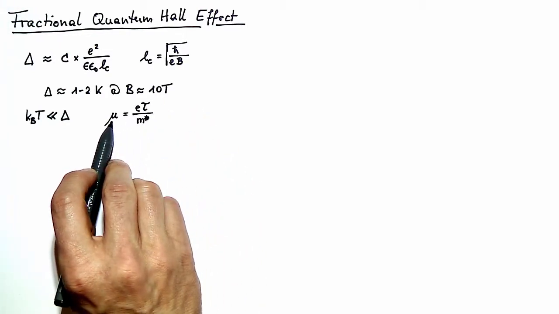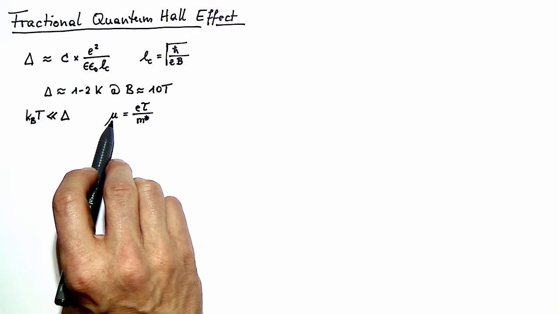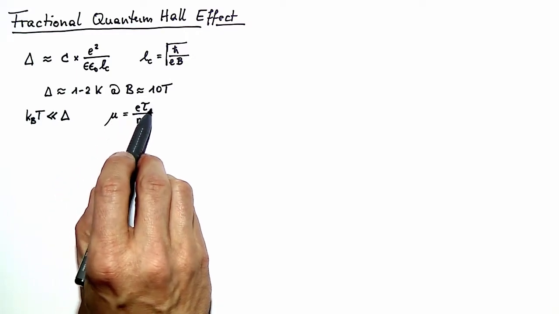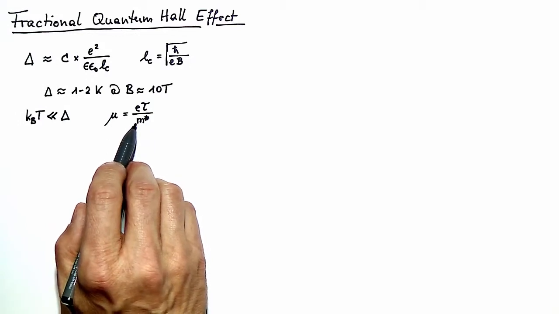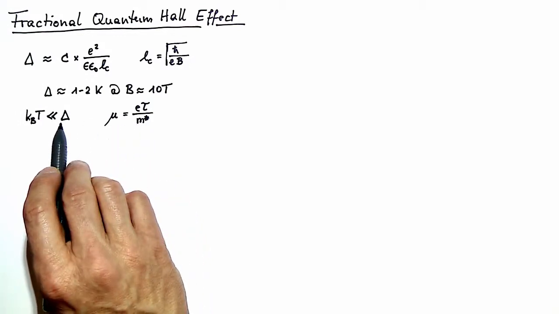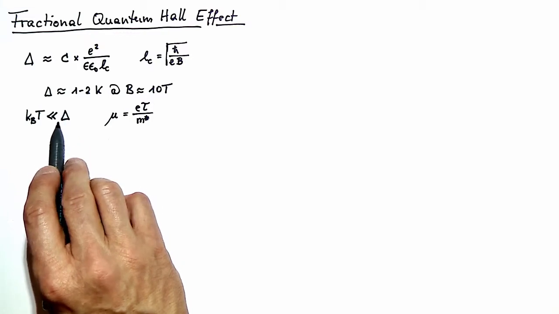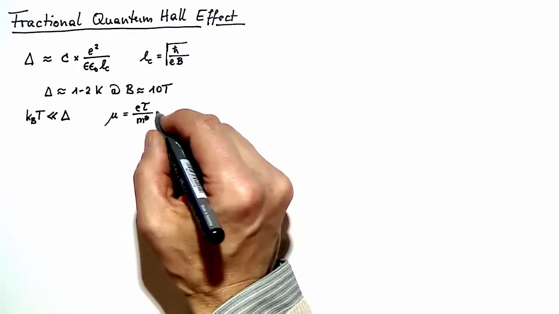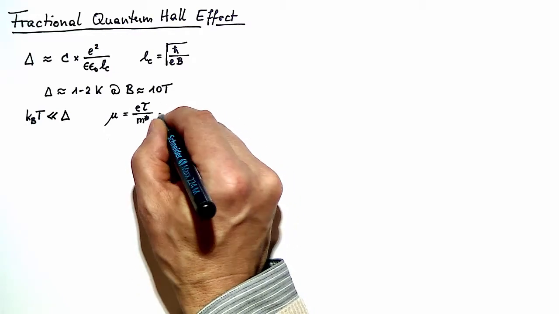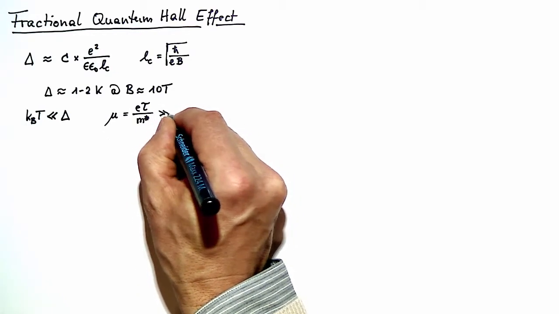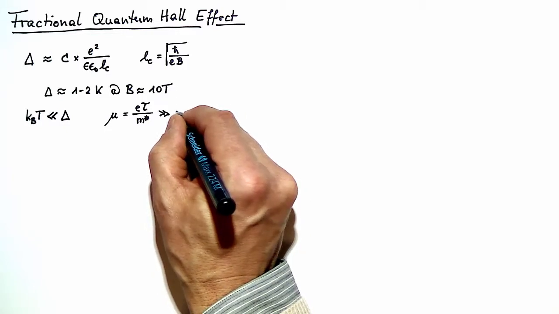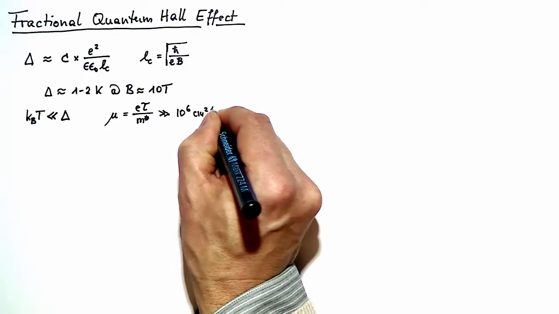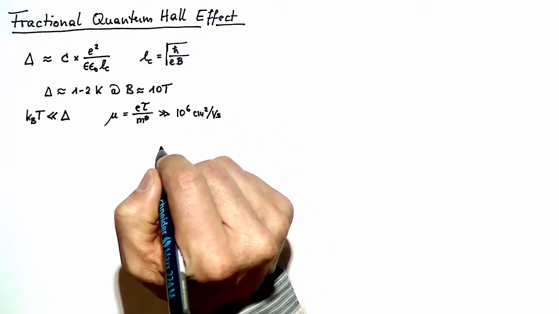This mobility should be large enough such that disorder, which you may estimate as being h bar divided by tau, that disorder is small compared to the energy scale delta. So from experience, we can say that this requires mobilities typically larger than 10 to the 6 centimeter squared per volt second.